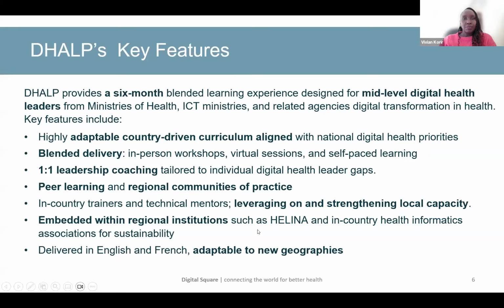So these are the key features of the program. It's a 6-month blended learning program. It's designed for mid-level digital health leaders. And these digital health leaders don't have to come only from the Ministry of Health, but other government ministries, other agencies, programs involved in digital health initiatives. So it's a highly adaptable country-driven curriculum, and it's aligned to national digital health strategies.